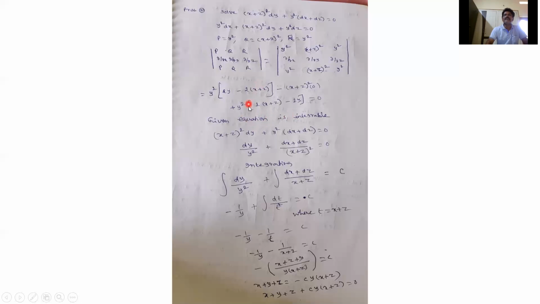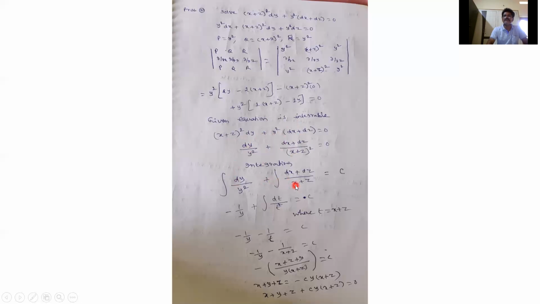Now when it is integrable, we have to find the solution of the given equation, but this equation we can solve directly. The given equation is (x + z)² dy + y²(dx + dz). Just dividing by y²(x + z)², you get dy/y² plus (dx + dz)/(x + z)². So we can solve this easily, directly, by integrating.